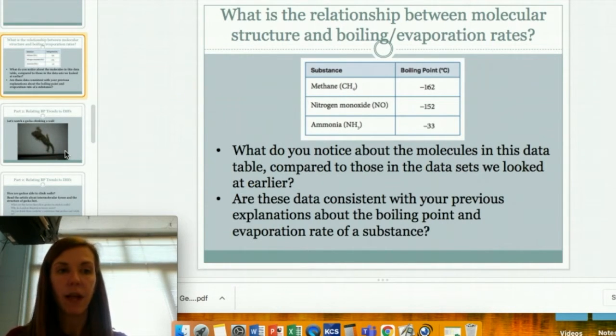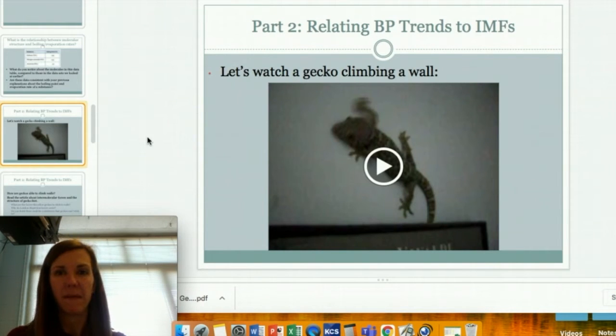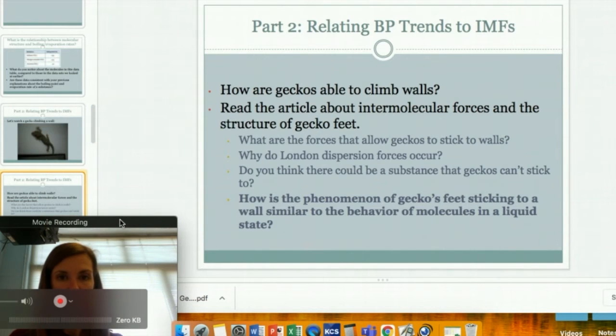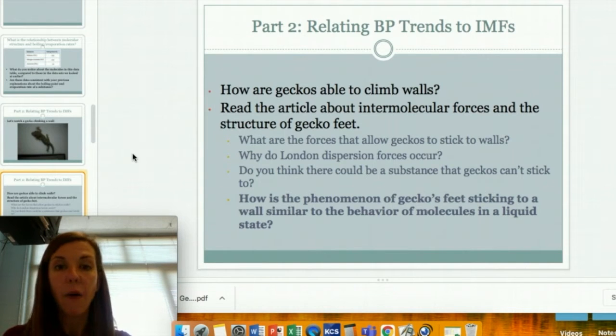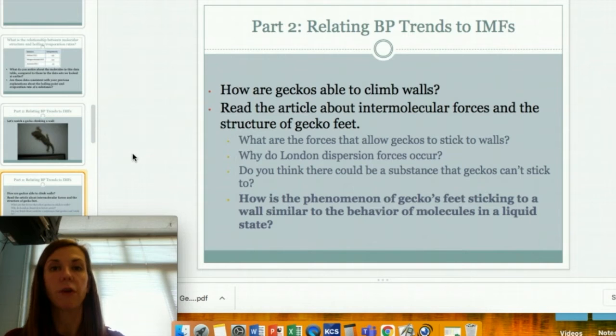So next you're going to watch a video about a gecko climbing a wall. We're going to talk about how this also relates to intermolecular forces. Now, after you watch that video, how are the geckos able to climb walls, right? So the video is going to lead into the article about intermolecular forces and the structure of those gecko feet.